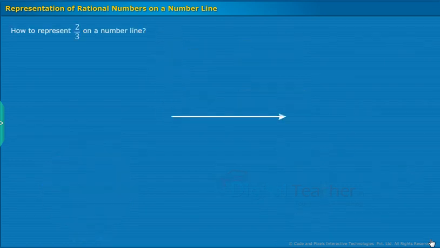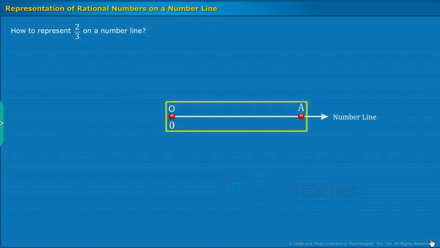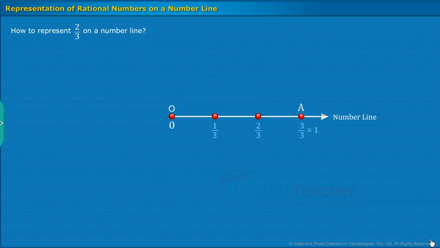Initially draw a line. Take a point O on it and mark it as 0. From the right side of point O, set off equal distances to A, that is OA. Now divide OA into 3 equal parts as denominator is 3. Let OP be the segment consisting 2 parts out of 3. Thus, the point P represents the rational number 2 by 3.